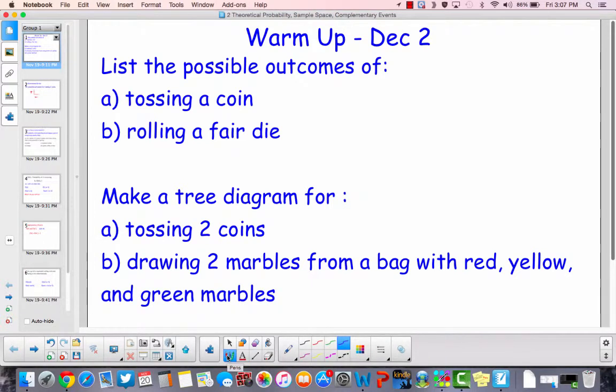Okay, take a few moments and do these warm-up problems. You should recall these from Algebra 2.